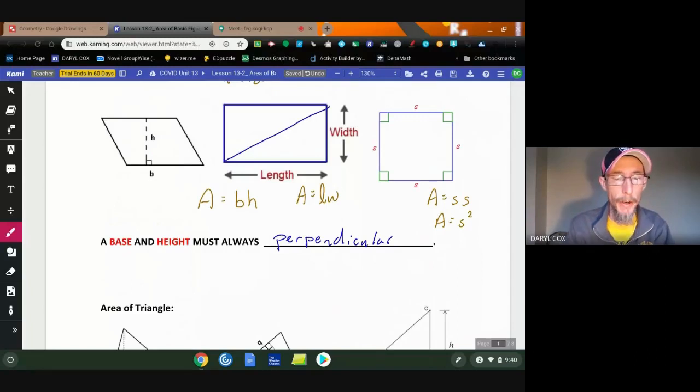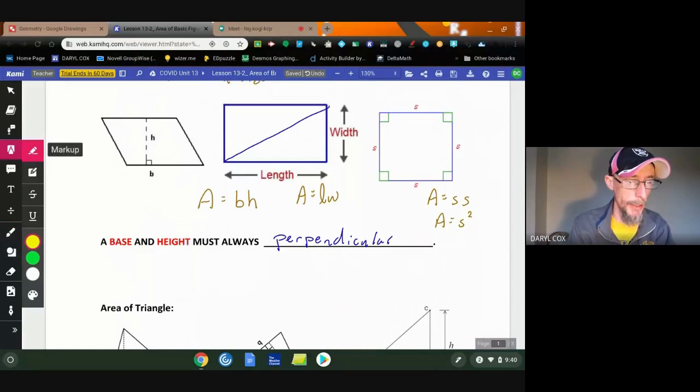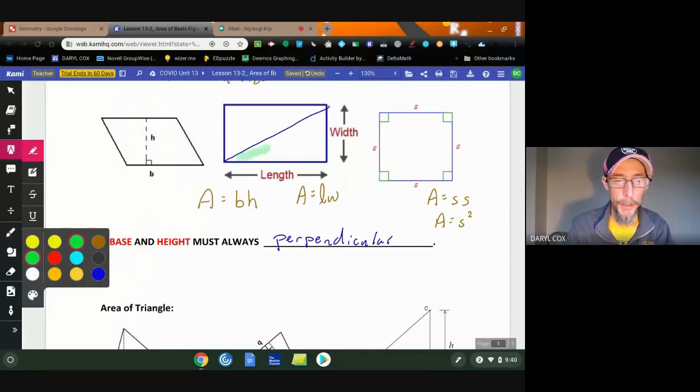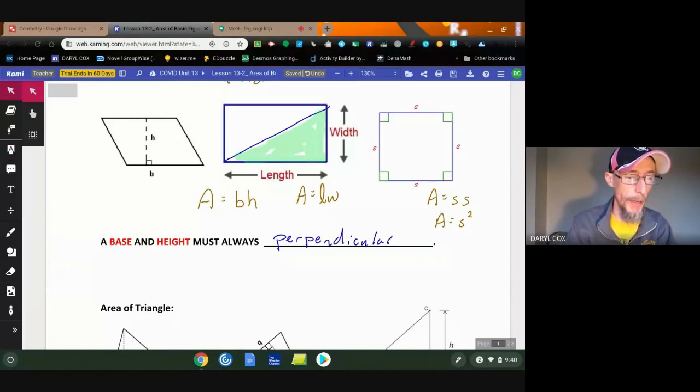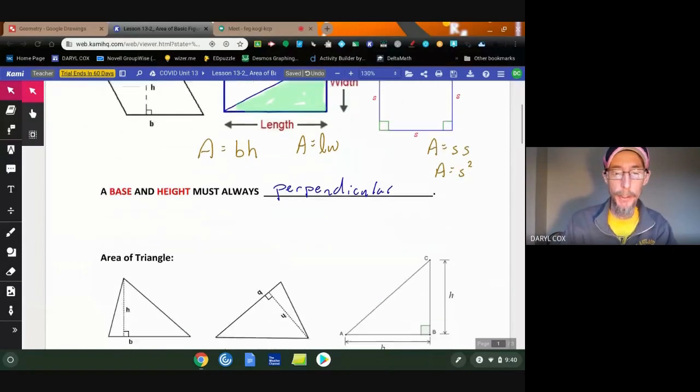So the area of part of this, if I were just to shade in part of it, let's get my highlighter here, and I'm finding the area of just this part. Well, that triangle is half of the rectangle. So that formula for the area of a triangle comes directly from the area of a rectangle problem.